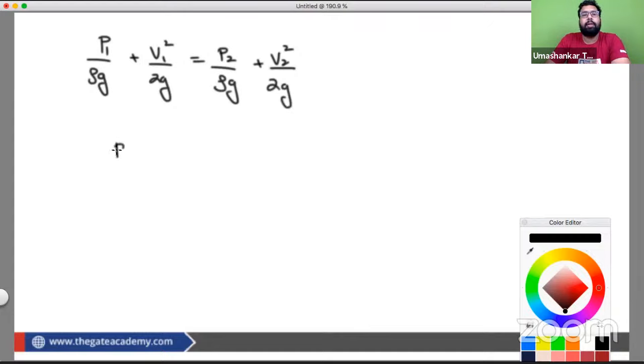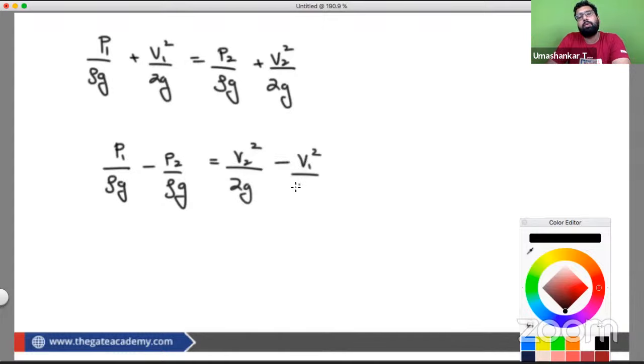Now from here we can write P1 by rho g minus P2 by rho g is equal to V2 square by 2g minus V1 square by 2g, and by the continuity equation we also know A1 V1 is equal to A2 V2 is equal to Q. Now I am replacing this, and P1 by rho g minus P2 by rho g is equal to H.